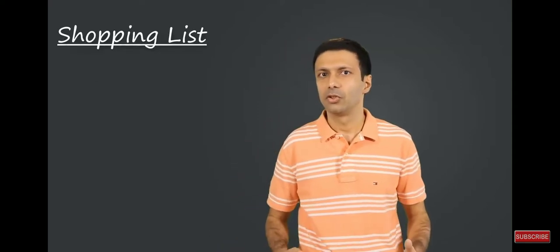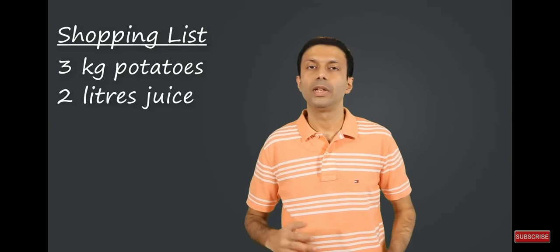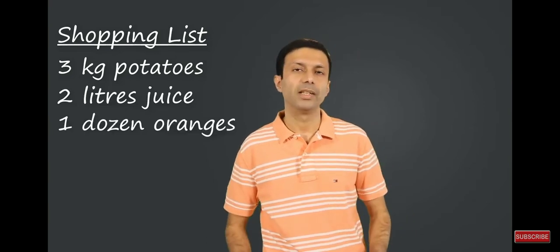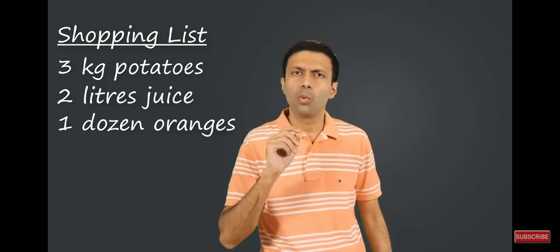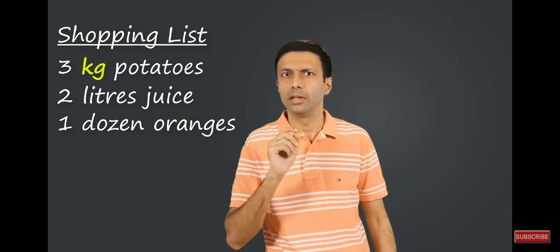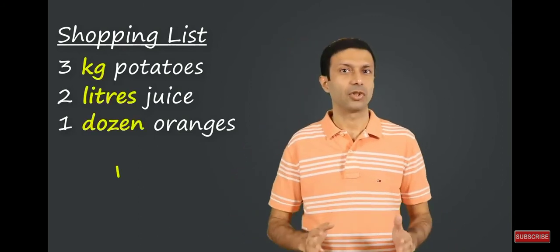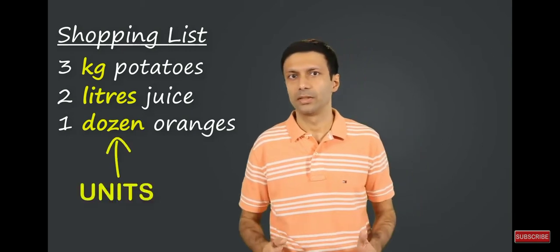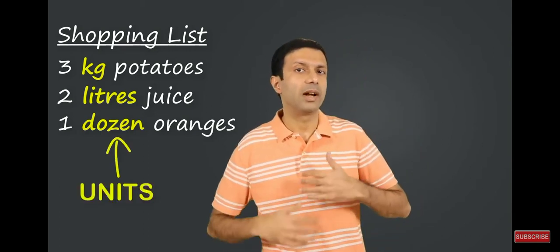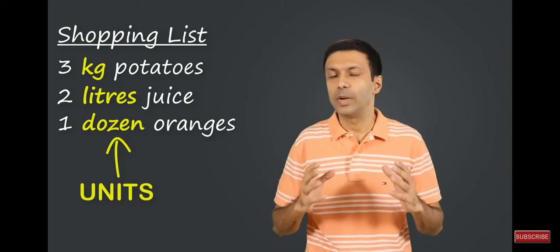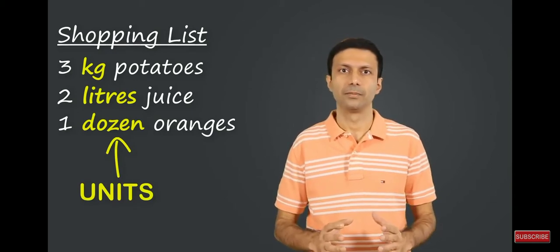Grocery shopping and your shopping list is 3 kg potatoes, 2 liters of juice and 1 dozen oranges. Now, what are these things in your list? The kg, liter, dozen? That's right. They are units. Units that we use in our everyday lives to measure the quantity of things.